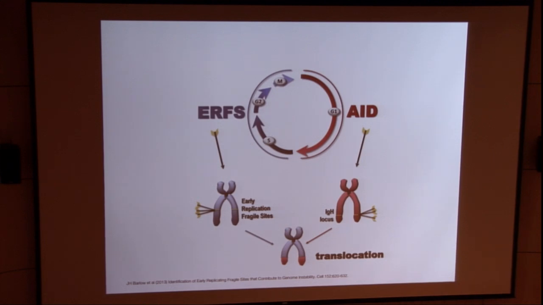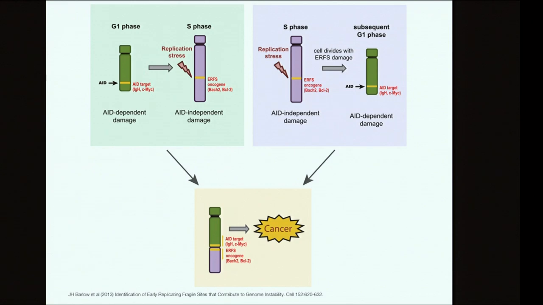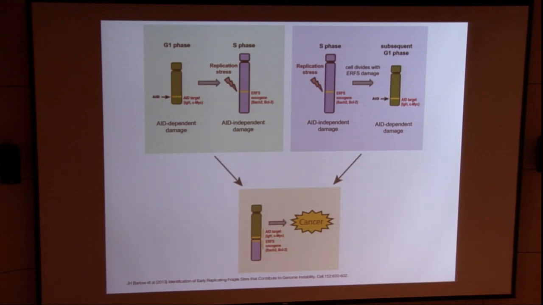But I'm using this as an example because this is the visual abstract in this paper. And the authors have a figure in the paper that describes exactly that process, but in a much more complex way, though it's the same process. What they're saying is that they have this AID-mediated mechanism and this replication stress mechanism that cause genetic breaks. One happens in G1 and one in S. And there's also the possibility that the S happens first and then the G1 happens second.